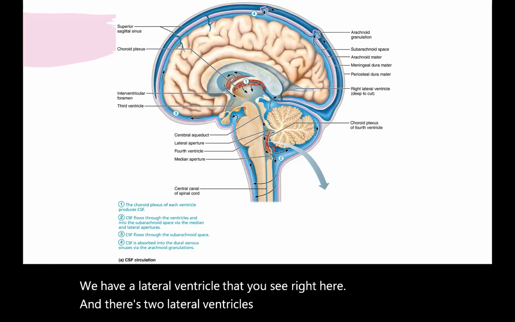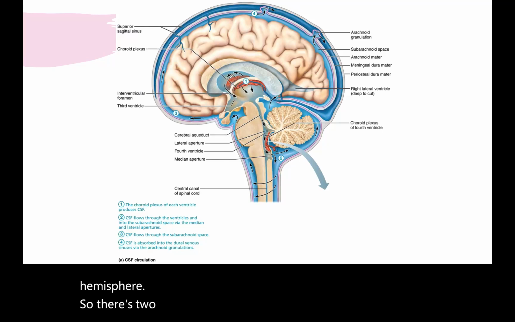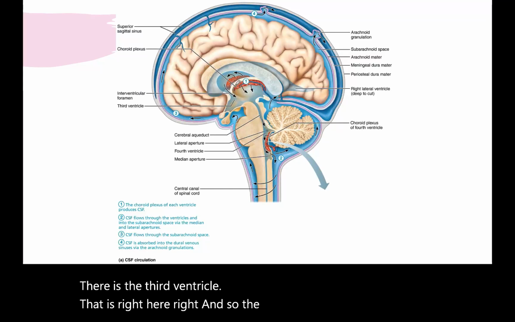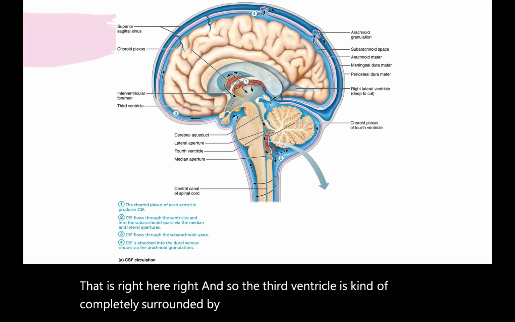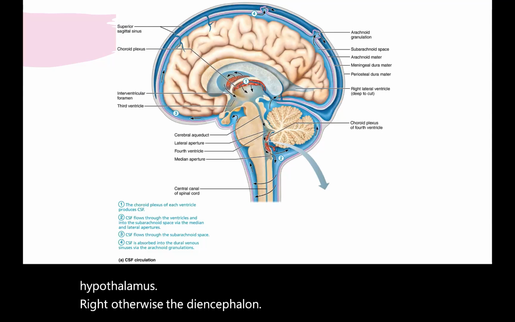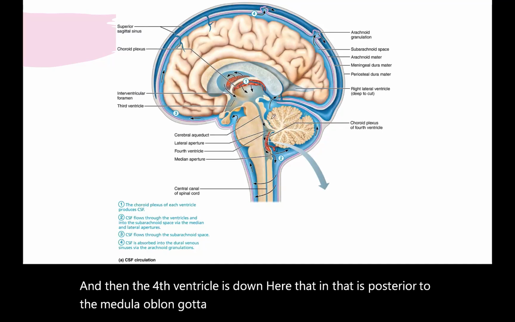There's a lateral ventricle in the left hemisphere. There's a lateral ventricle in the right hemisphere. So there's 2 lateral ventricles that you're seeing right here. There is the third ventricle that is right here. Right? And so the third ventricle is kind of completely surrounded by the thalamus, the epithalamus, and the hypothalamus. Right? Otherwise the diencephalon. And then the fourth ventricle is down here, that is posterior to the medulla oblongata. All right, but it's anterior to the cerebellum.